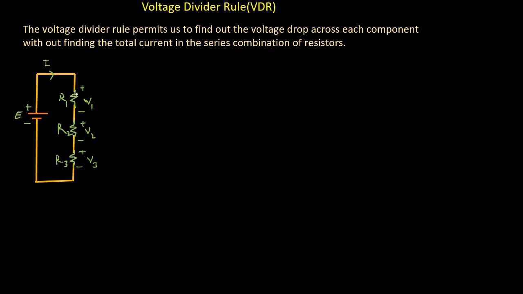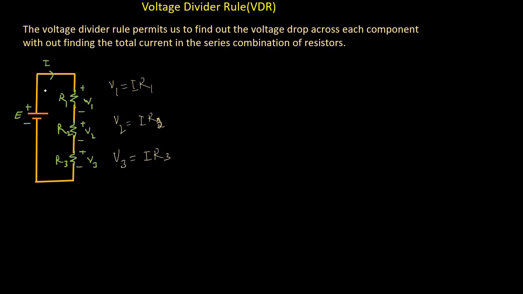One way to find the voltage drop across each resistor is to find the total current in the circuit and apply Ohm's law. So according to Ohm's law, to find the voltage drop across R1, V1 equals I into R1, where I is the total current in the series circuit and R1 is the resistance value of the first resistor. The same goes for V2, which equals I into R2, and for the third resistor, V3 equals I into R3.